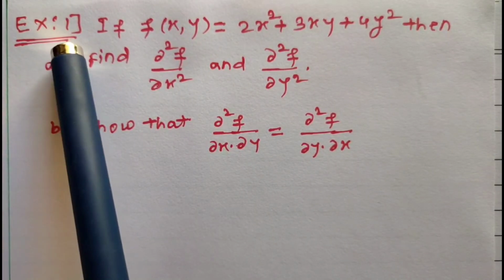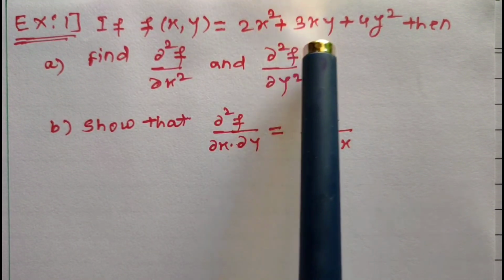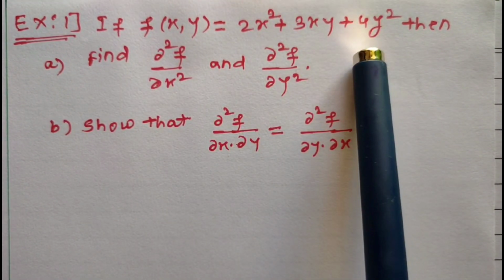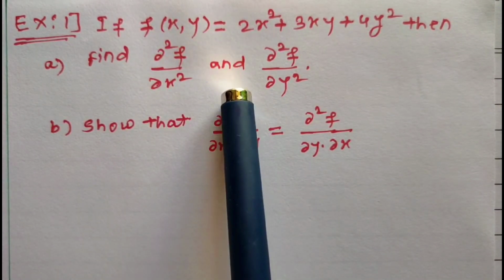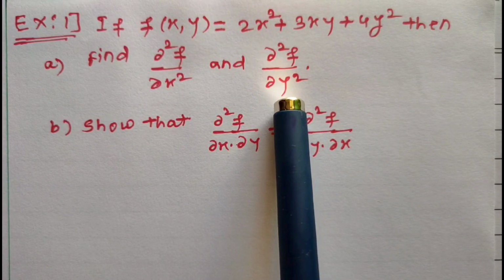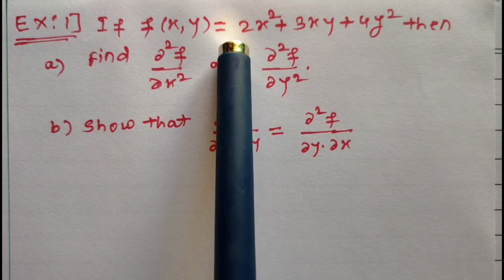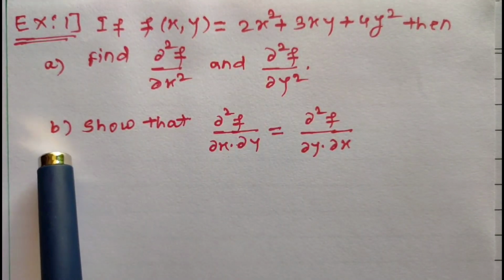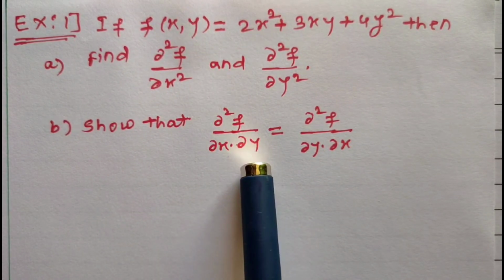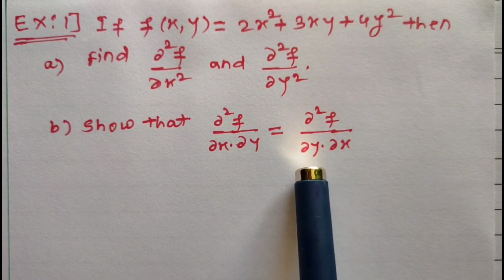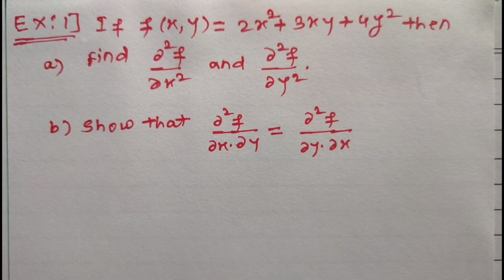Let us solve sum number 1. If f of x comma y is equal to 2x square plus 3xy plus 4y square, then A: find dou 2f by dou x square and dou 2f by dou y square. This is one sum for the same function f of x comma y. And then the second sum, B: show that dou 2f by dou x dou y is equal to dou 2f by dou y dou x. We have to prove this. Let us solve these sums.